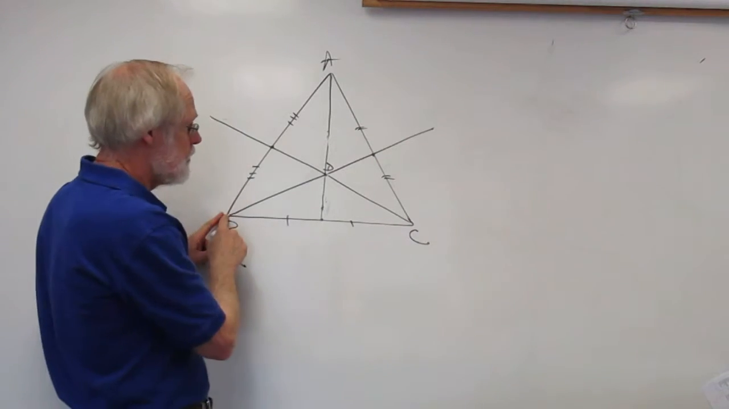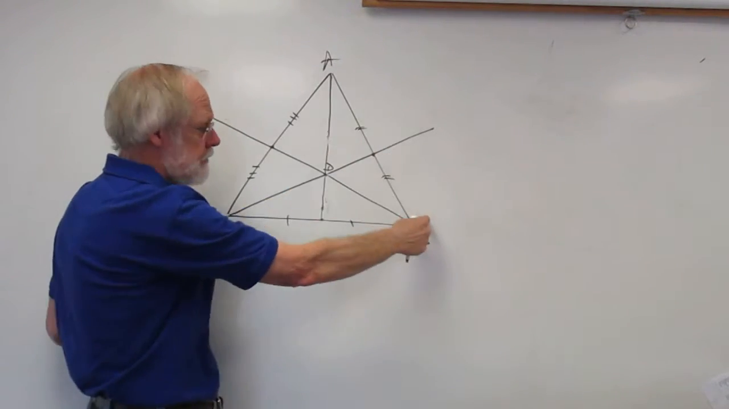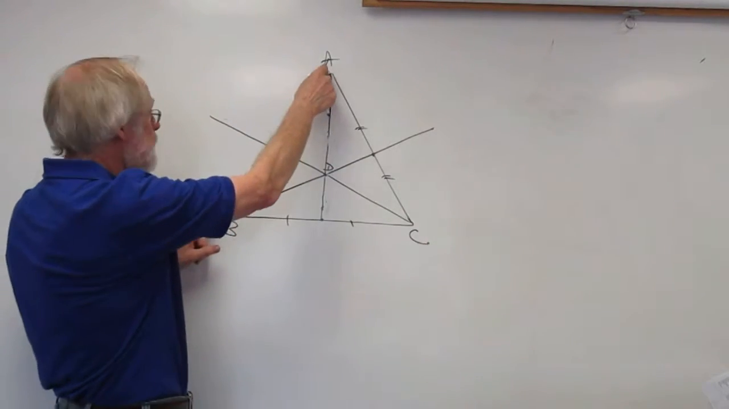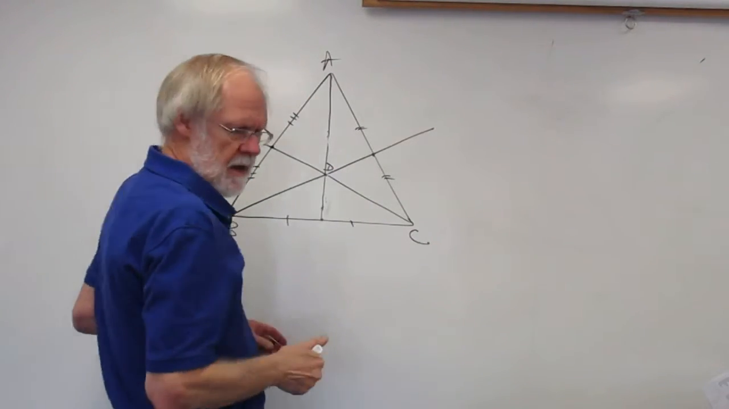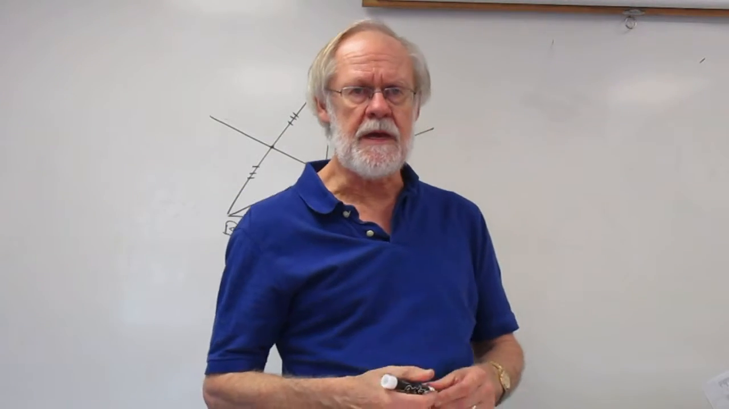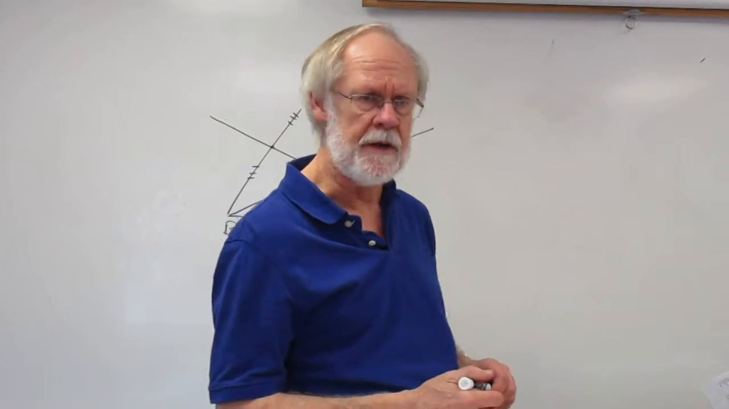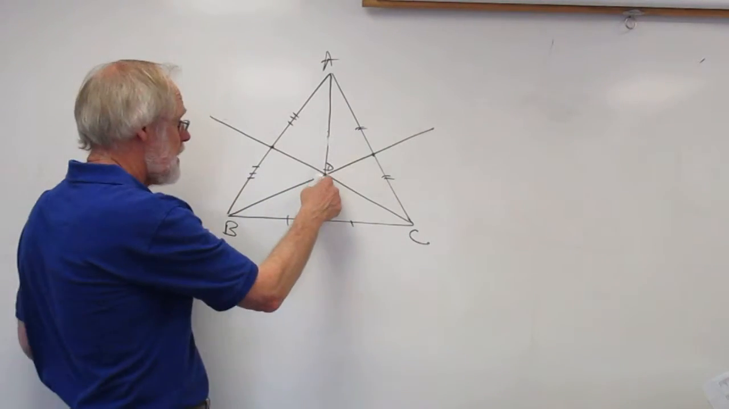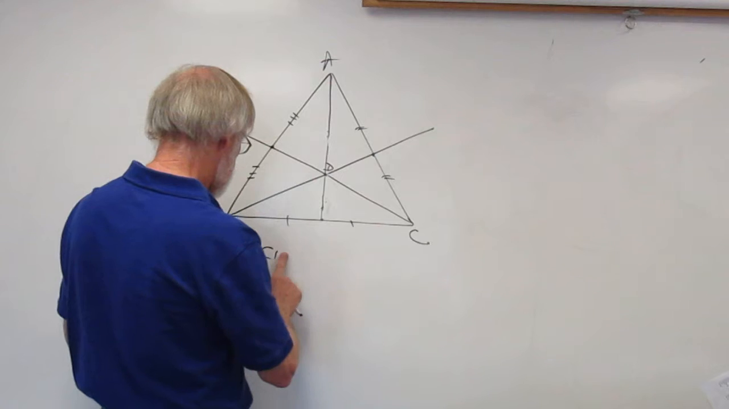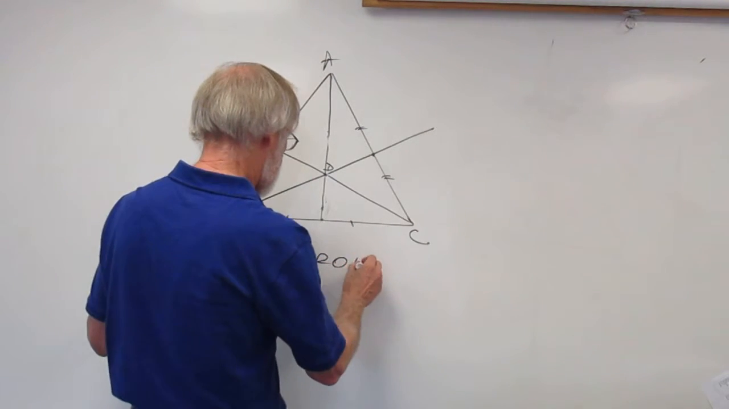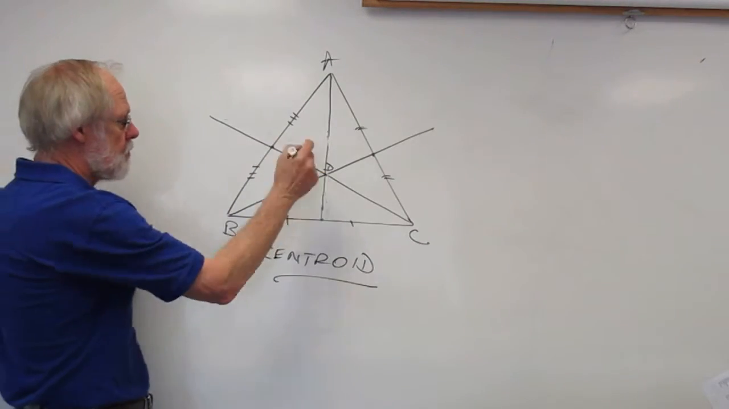Then I drew one from vertex B over to the midpoint of side AC, and from vertex C over to the midpoint of side AB. The point at which they meet, another point of concurrency, in this case is called the centroid. So the medians all meet at a point called the centroid, which I will write up here. The centroid. That's right here.